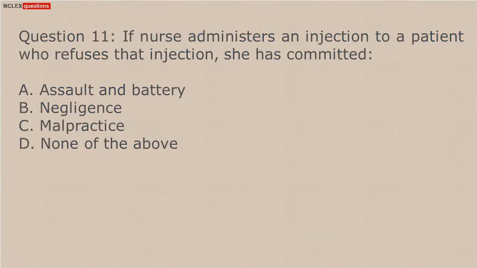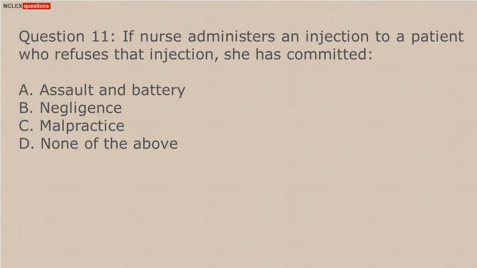Question 11. If a nurse administers an injection to a patient who refuses that injection, she has committed: A. Assault and battery. B. Negligence. C. Malpractice. D. None of the above.